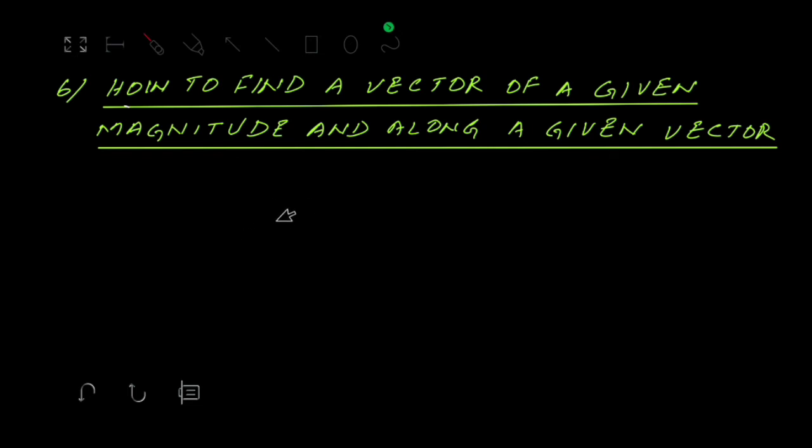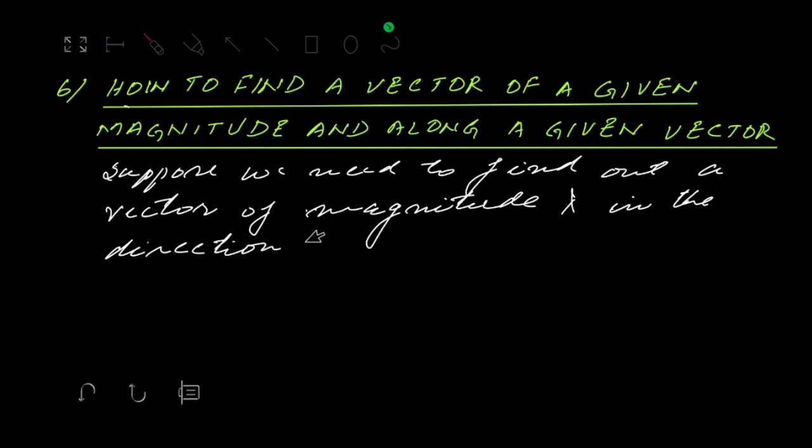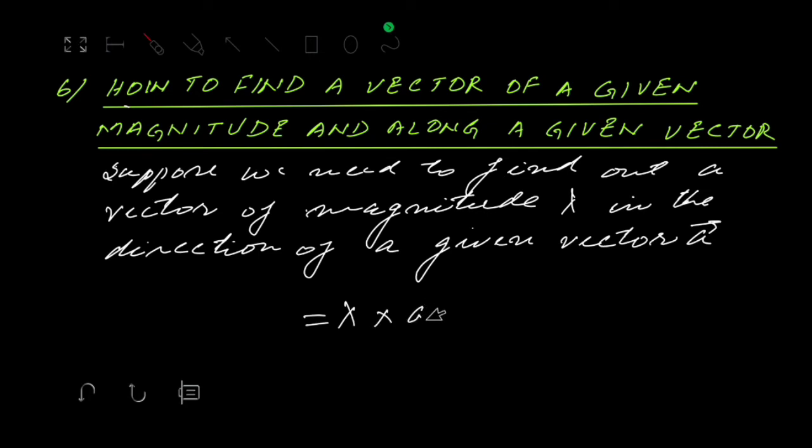Next, we would like to discuss how to find a vector of a given magnitude and along a given vector. Suppose we need to find a vector of magnitude lambda in the direction of a given vector A. So this is given by lambda times the unit vector along A, or lambda times vector A divided by magnitude of vector A.